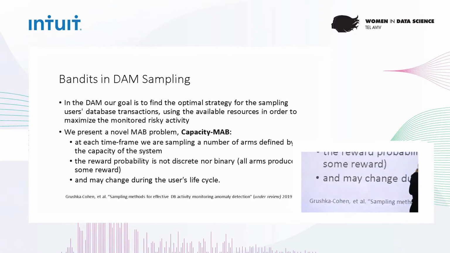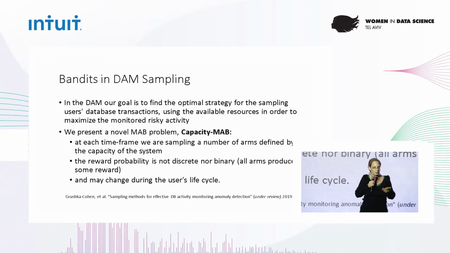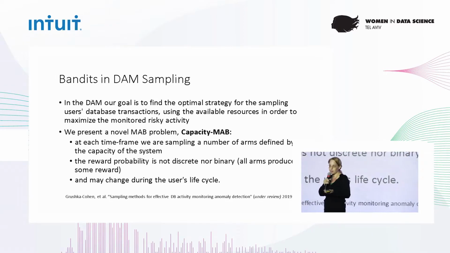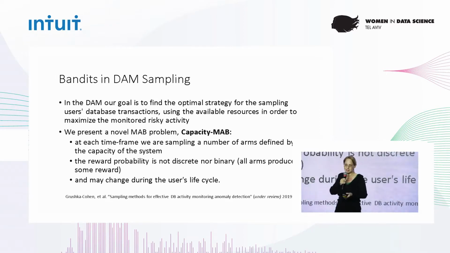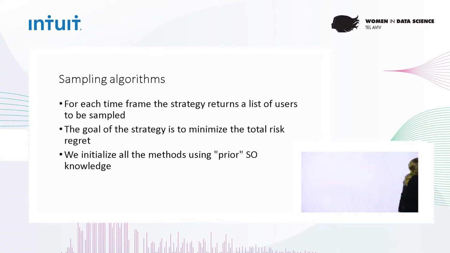And last but not least, unlike the slot machine where the probability to win and the reward are constant, our users may change their activity during their life cycle. We said that they might change their job, or they might be hacked, or like Mr. Lewandowski, they might decide to change their activity, get upset at their boss, and just take all the data with them. So what is sampling?